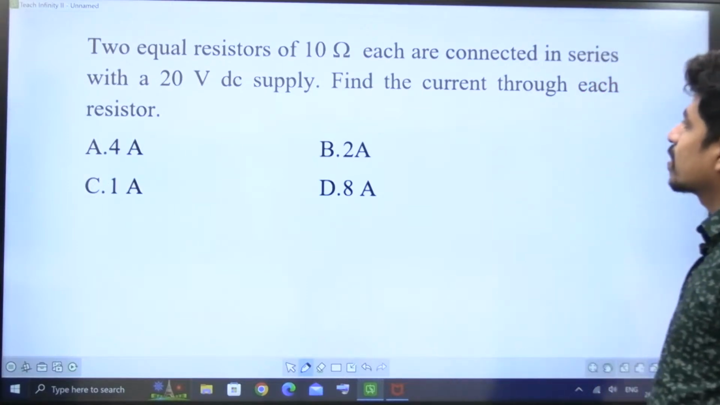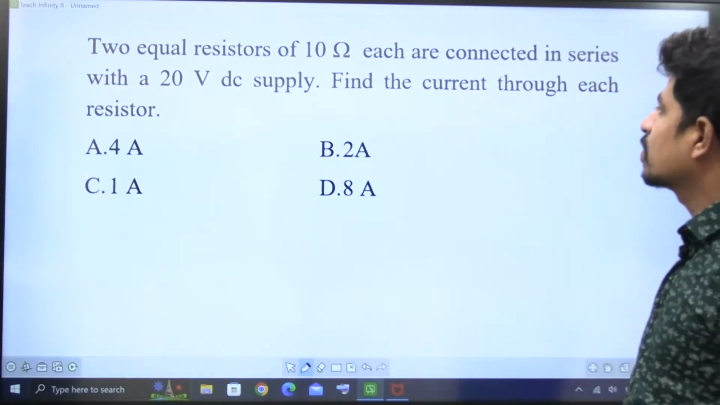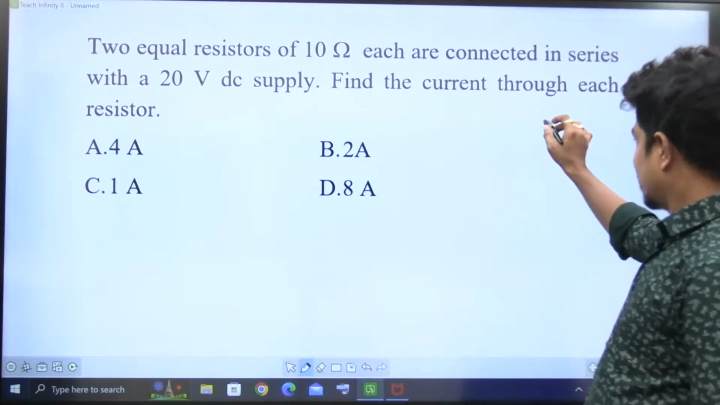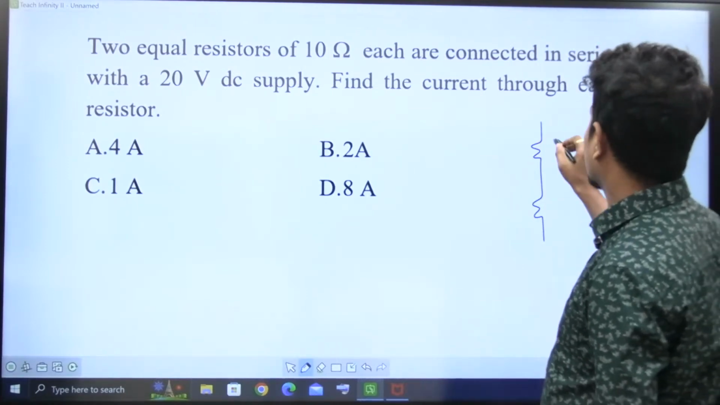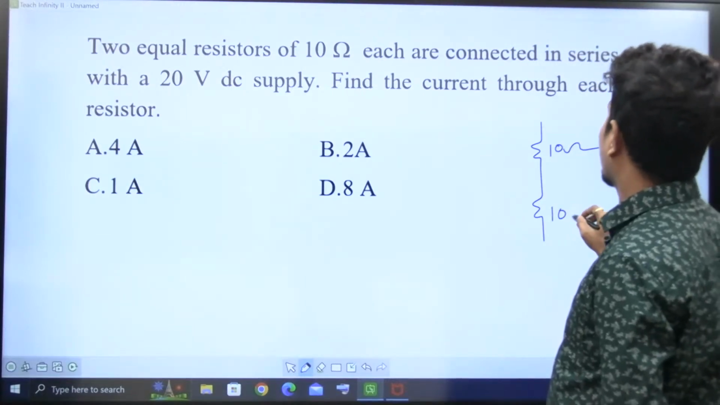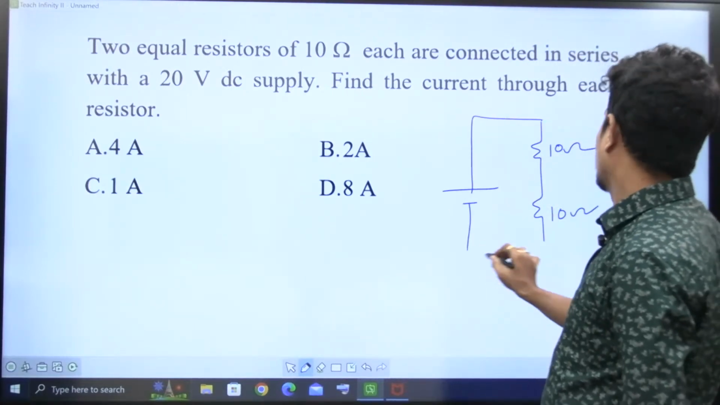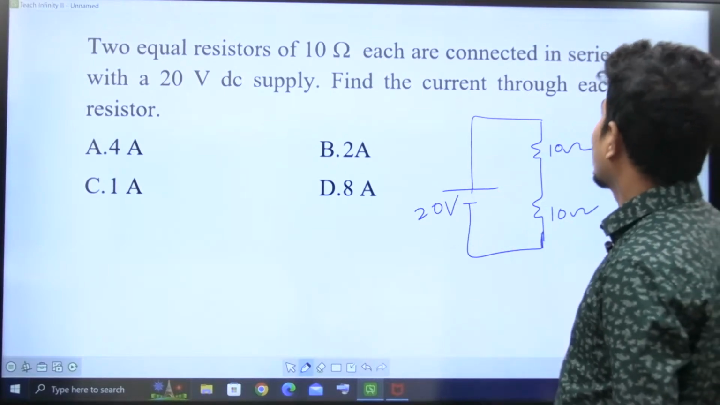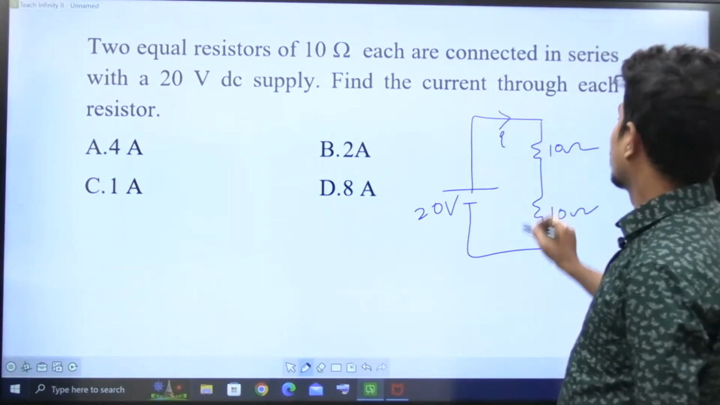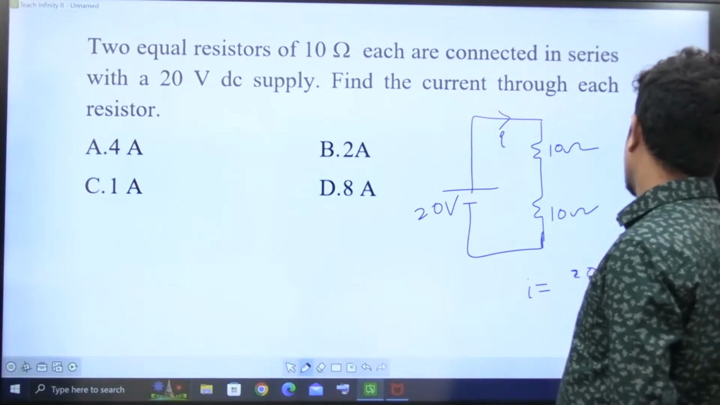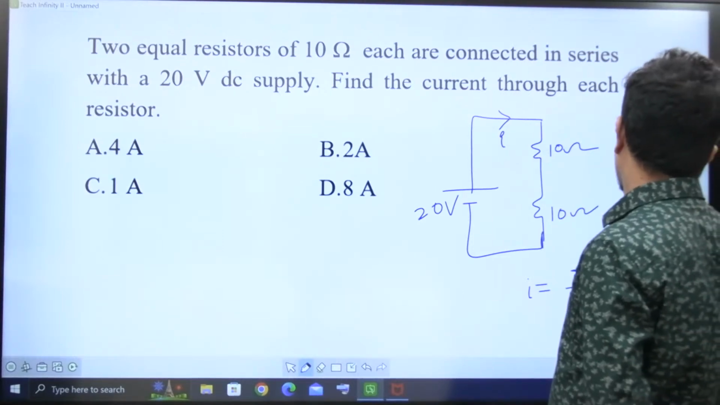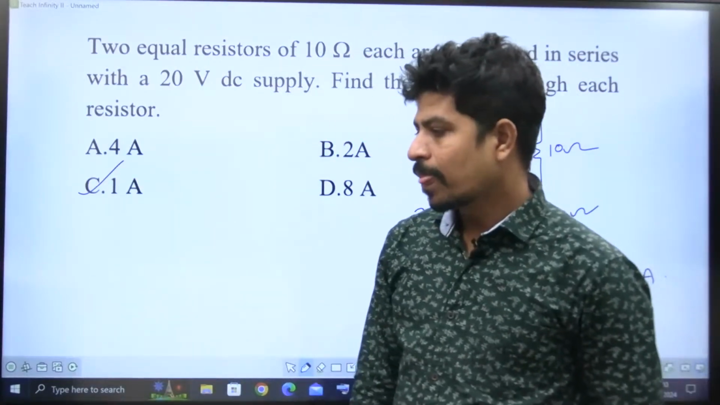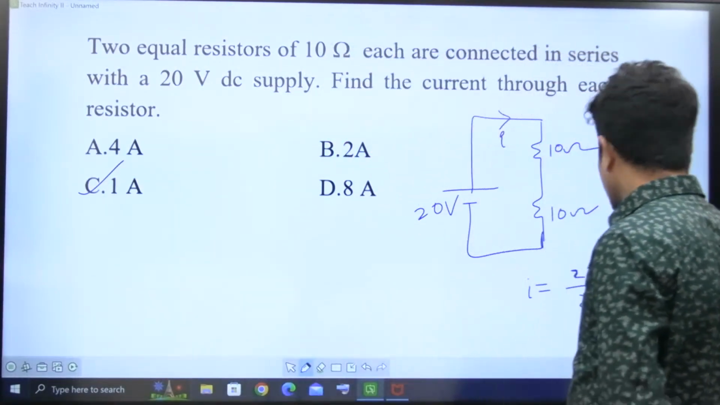Two equal resistances of 10 ohms each are connected in series with 20 volts DC supply. Find the current in each resistor. See, is this a question to ask? That fellow saying 10 ohm are connected in series, and here that fellow applied how much voltage? 20 volts. Then find the current through each resistor I. So I is equal to 20 divided by 20. That is equal to 1 ampere. Answer is 1 ampere. Option is C. C for Chennai. Right? That much easy it is.